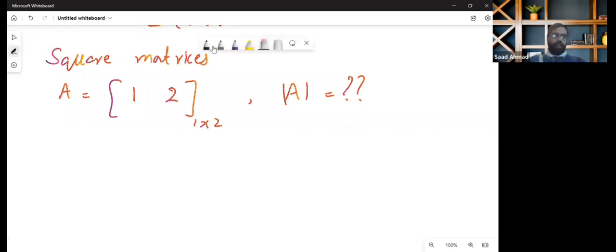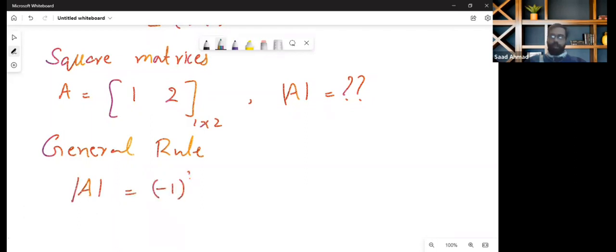And as we go to the next step, like a 3 by 3 matrix or 4 by 4 matrix, a matrix can be of any dimension, 5 by 5, 6 by 6. It gets difficult to find the determinant. So let's look at the general rule for finding it. Let's say I want to find the determinant of matrix A. It is (-1)^(i+j), where i and j are the entry for the row and the column.